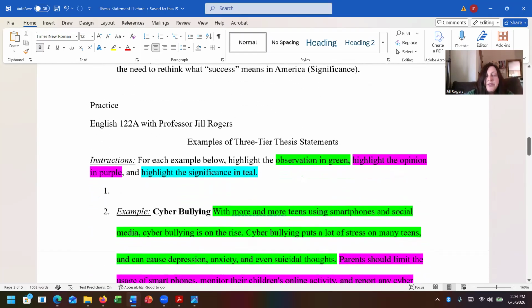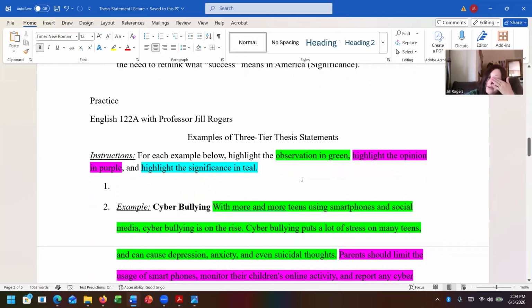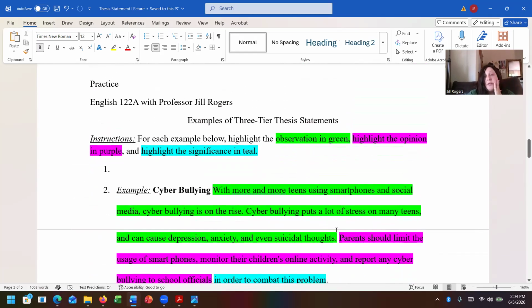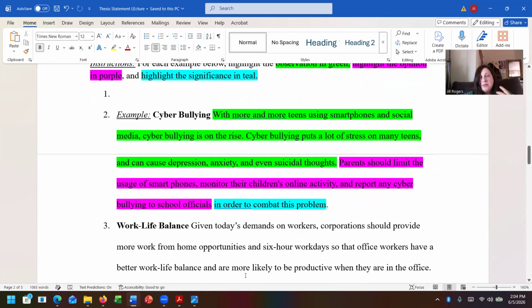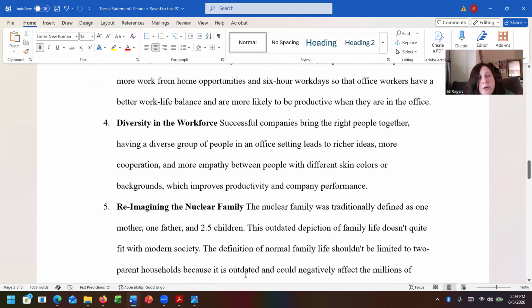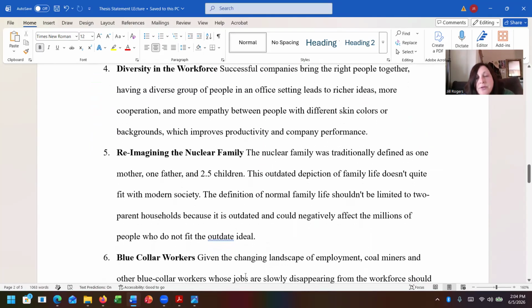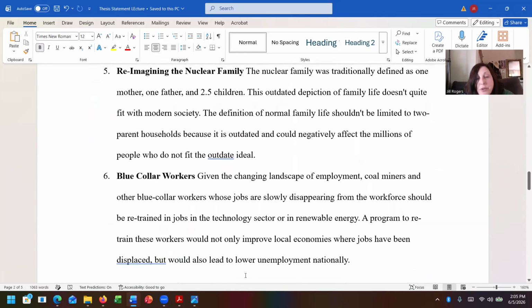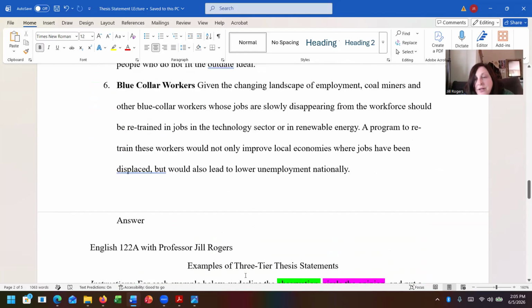Now, this one is the one you actually have to complete. These are more examples. So the first one's been done for you. The observation is in green, the opinion is in purple, and the significance is in teal, okay? So these ones are not about our topics that we're discovering. The first one's cyberbullying, the next one's work-life balance, the next one's diversity in the workplace, reimagining the nuclear family, and blue collar workers. And I have an answer key.